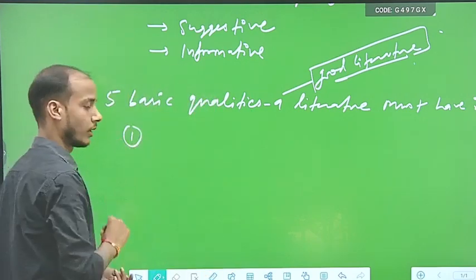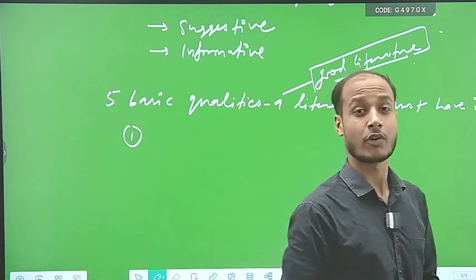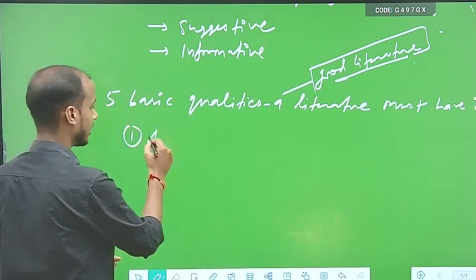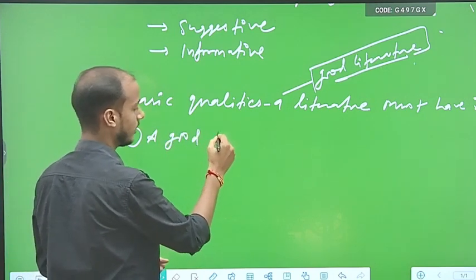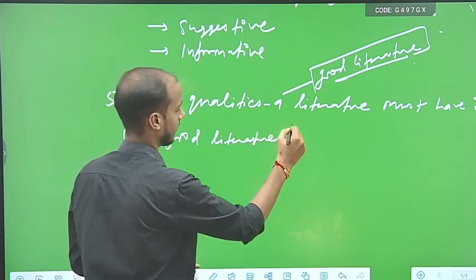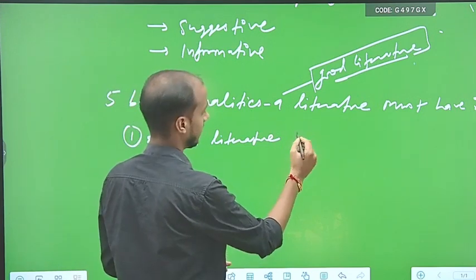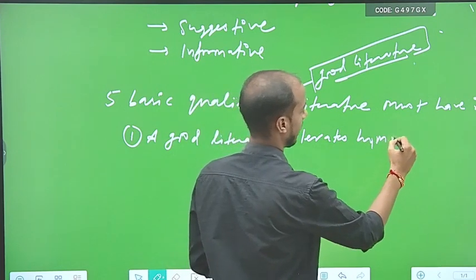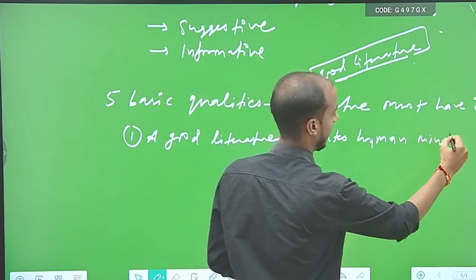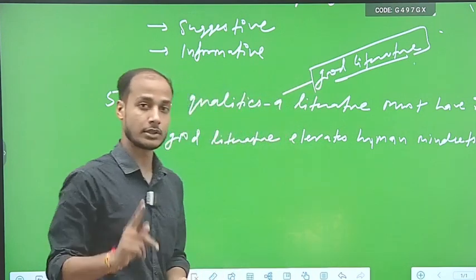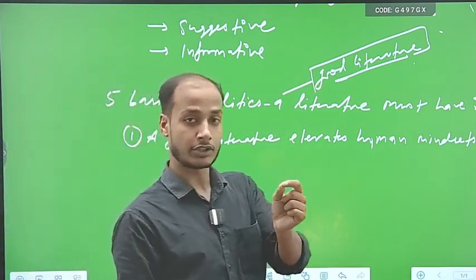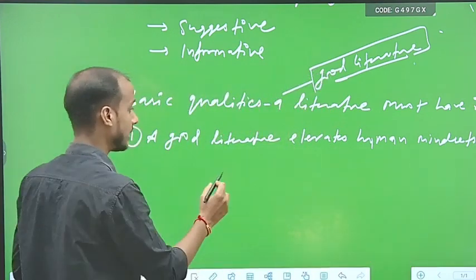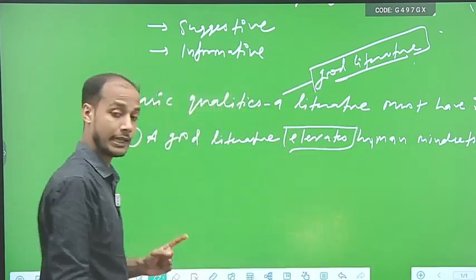What is the first and foremost quality that a literature must have? See, first, a good literature elevates human mindsets. Very important. This is the first and foremost quality that a literature must have. Otherwise, you cannot consider the literature as good literature. A literature must be elevative in its nature.